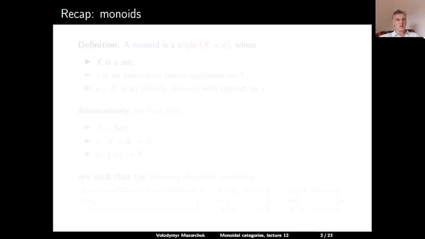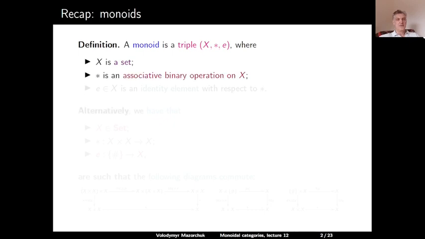Let us first recall the notion of a monoid. Definition: a monoid is a triple which consists of a set X, an associative binary operation on X denoted by asterisk, and a fixed element E in X, which is the identity element with respect to our binary operation.